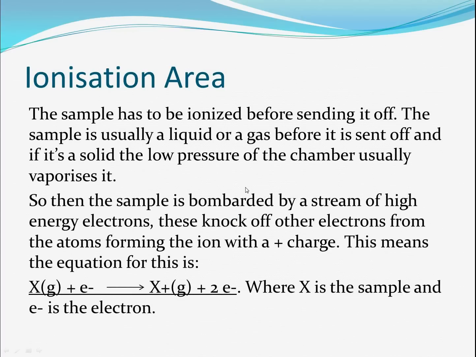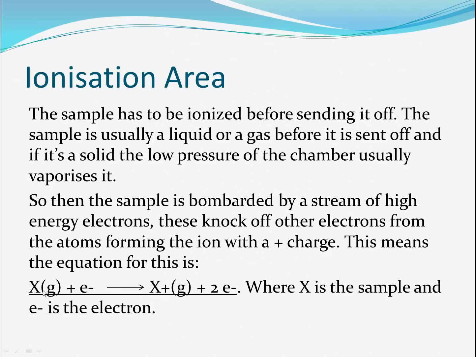Okay, so a little bit of information about the ionization area. The sample has to be ionized before sending it off. We usually do this in a liquid or gaseous form, and we do this by sending very high streams of electrons, usually from a laser. We ionize the sample by knocking off electrons, forming a positive charge. And there is an equation at the bottom to show how this works.